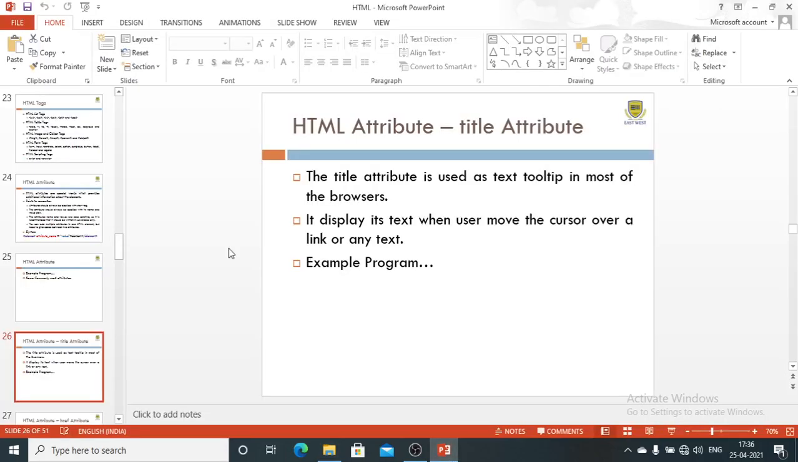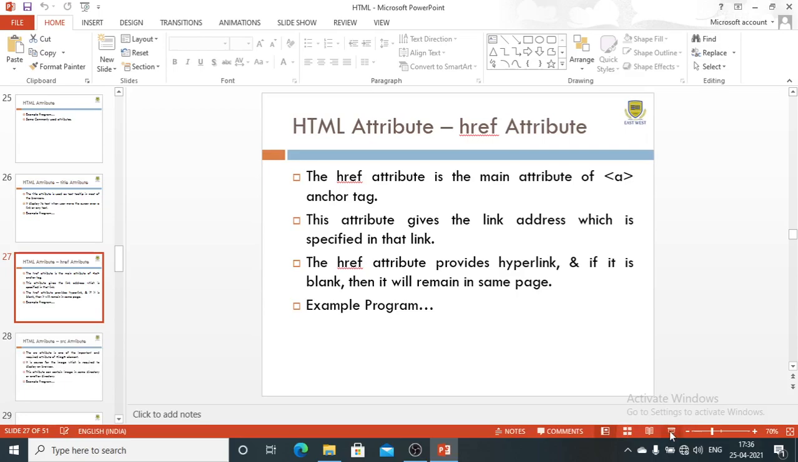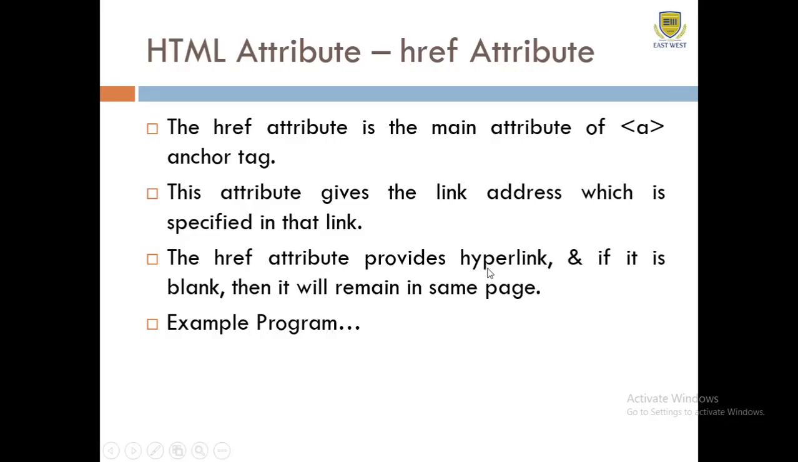Let us see the next attribute type. The next attribute type we are using is href. This href attribute in HTML is the main attribute of an anchor tag. So anchor tag means what? This tag is used to give the link address which is specified in that link. It is used for providing the link address of which page or which website I want to move to.